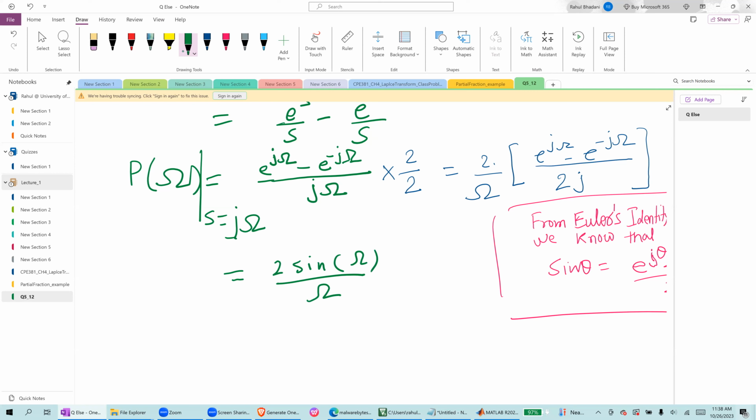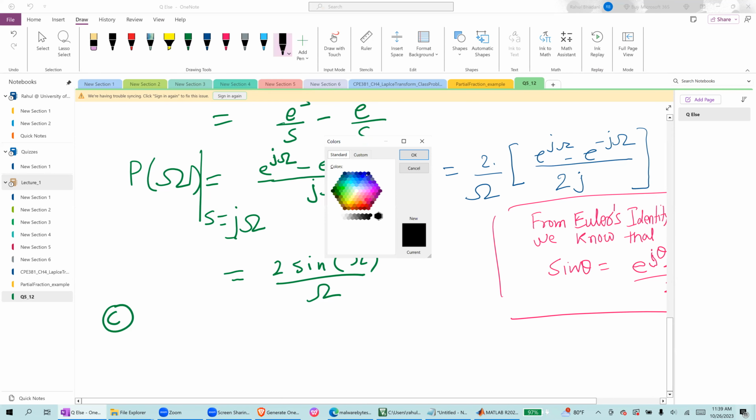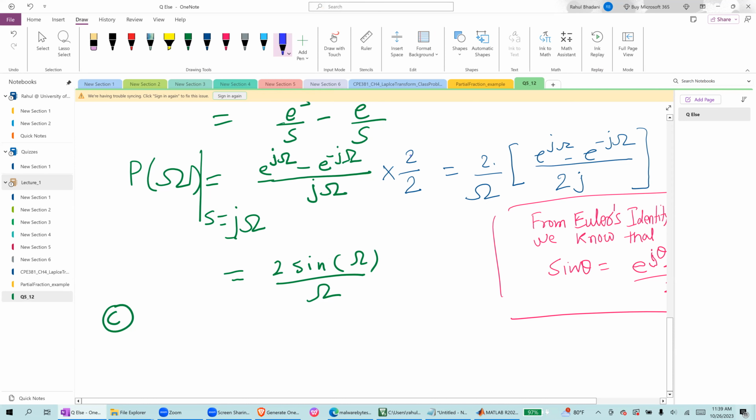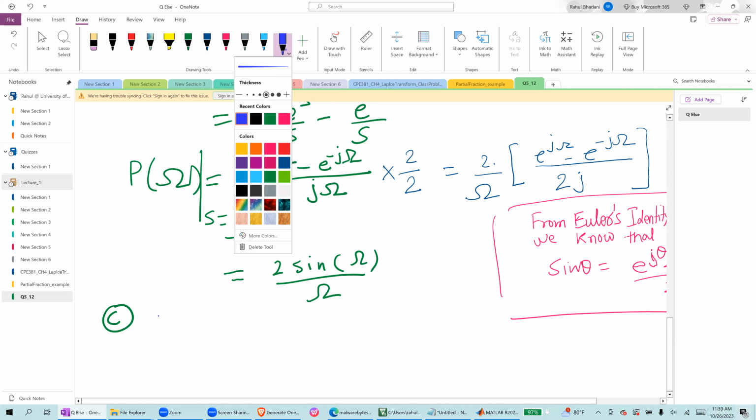Now the second problem is part C, where we want to use the definition of p of t and the modulation property to find the Fourier transform, in terms of P of omega equal to the Fourier transform of p of t. So we first see what the modulation property is. Let's look at what the modulation property is.